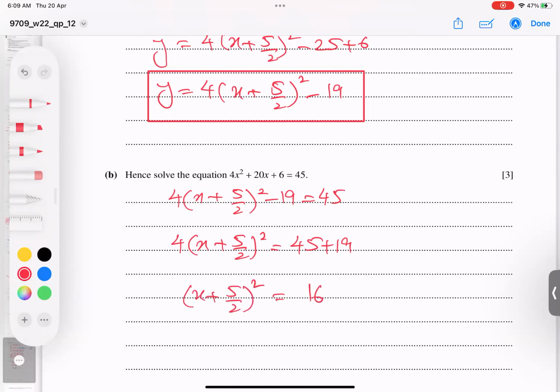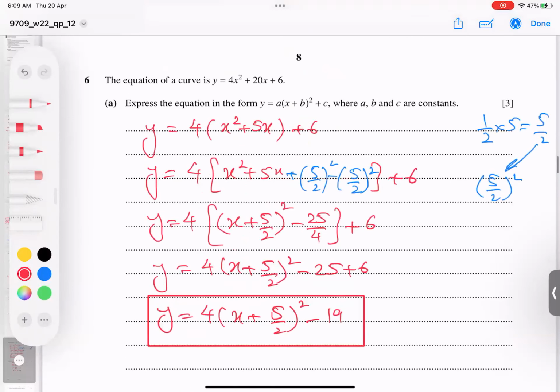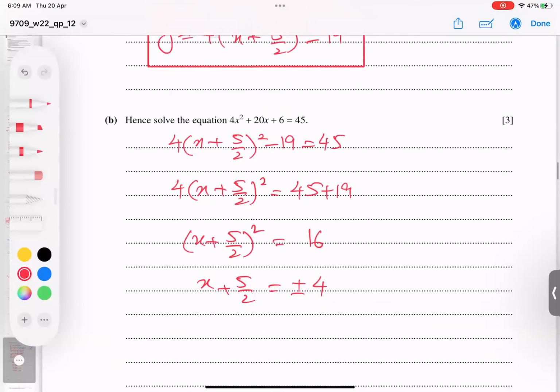I'm saving my time. Now what to do, student? Naturally take root of both sides. And you know, one important part: students write plus 4 only. No, you must write plus and minus. Then check if there is any mention, nothing else. Sometimes you say positive only.